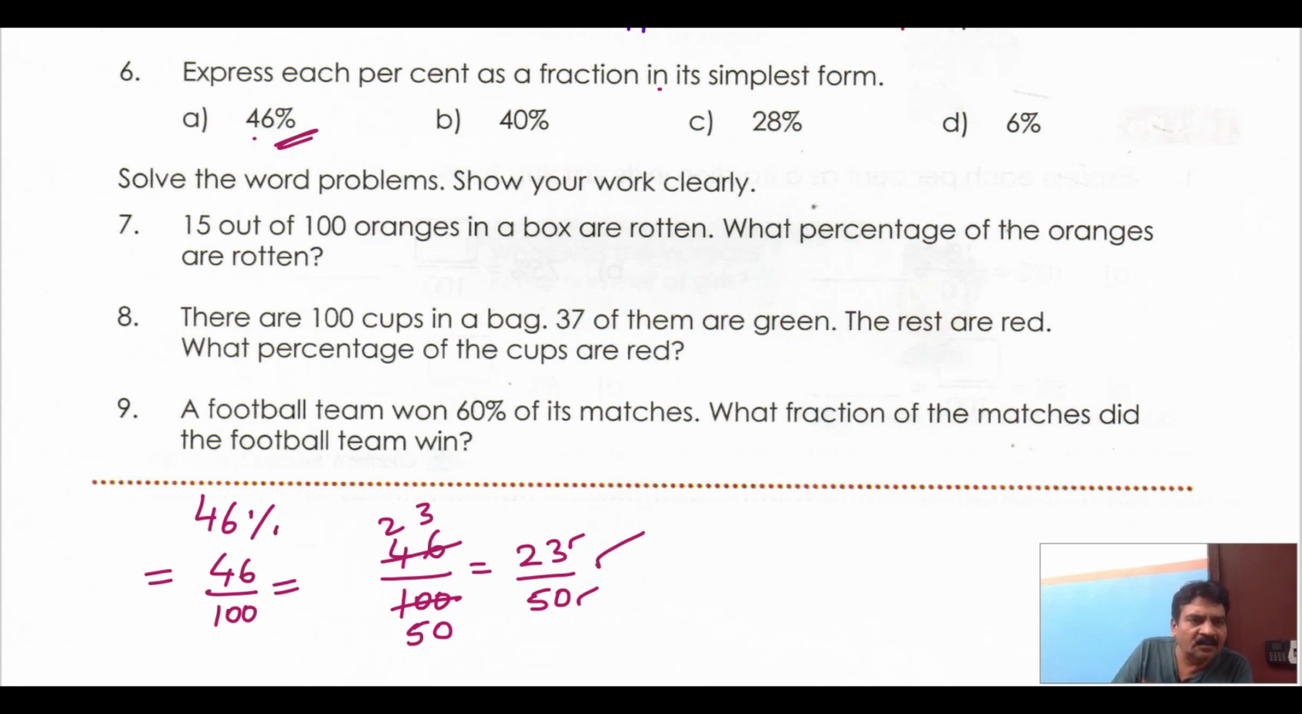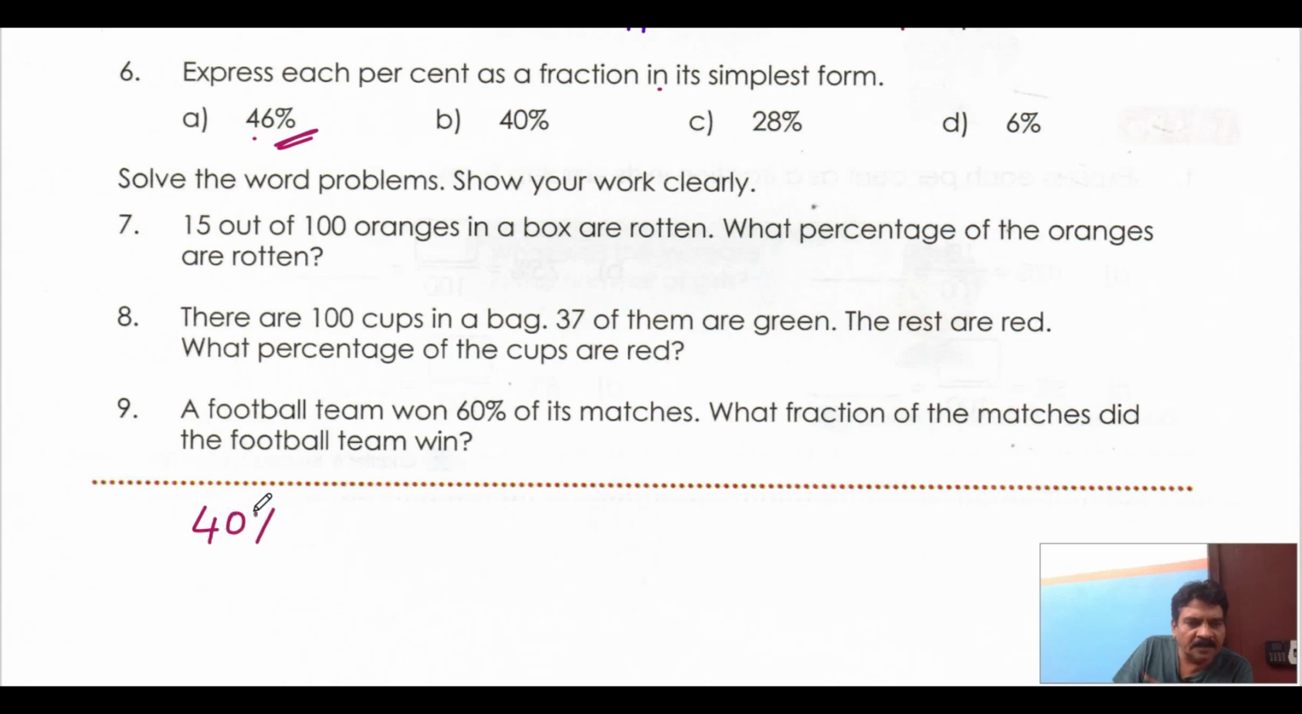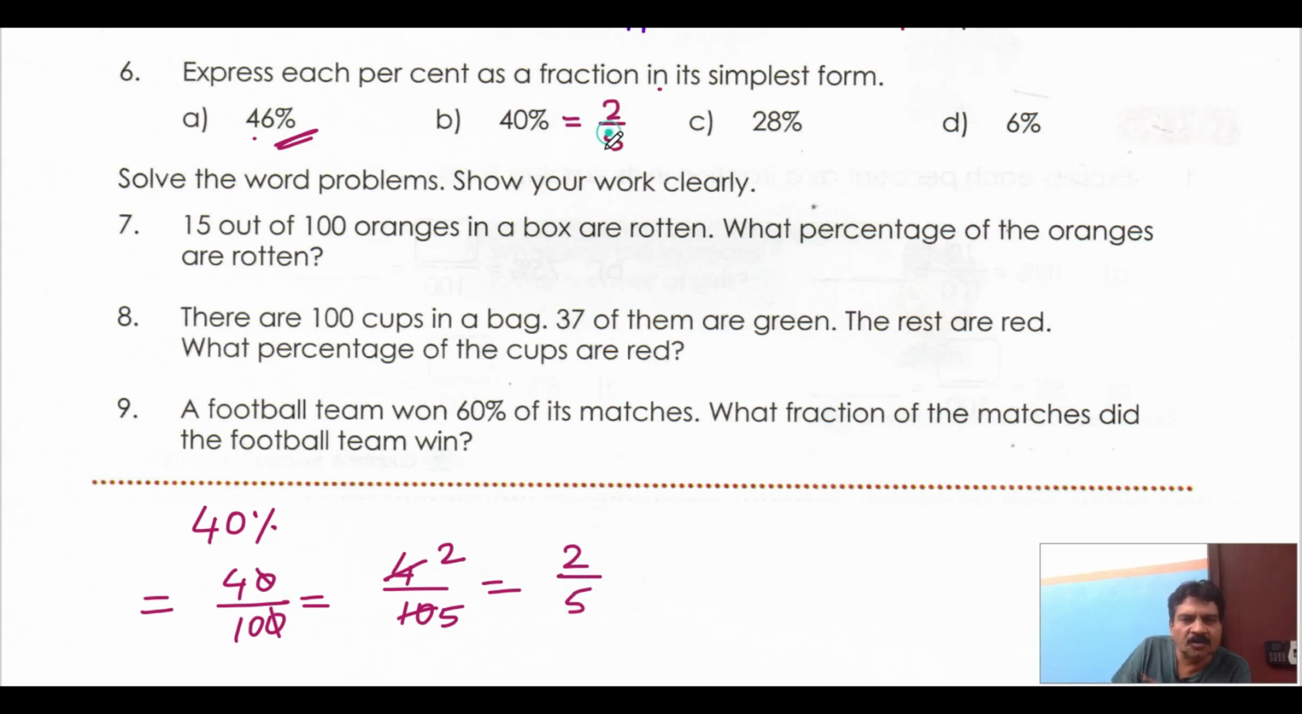Now let's come back to the next one, 40%. What is the next step? 40% means what? 40 out of 100, right? This cancels, right? It becomes 4 by 10. 4 and 10 can be easily divisible by 2. 2 2s are 4, 2 5s are 10. The simplest fraction is going to be your 2 by 5. So for this, the fraction is going to be your 2 by 5.